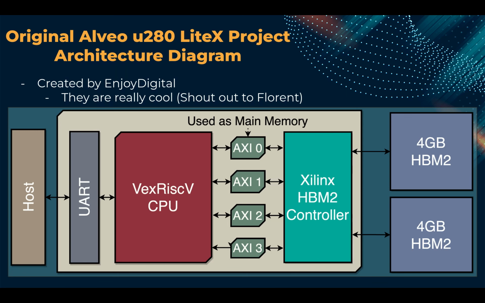Here is the original Alveo U280 LiteX project for the HBM. So originally we were communicating over UART over a VexRiscv RISC-V CPU. Now this CPU can communicate to the controller through only 4 AXI controllers. What this means is there are 28 other controllers that are being unused, and these are connected to the HBM.